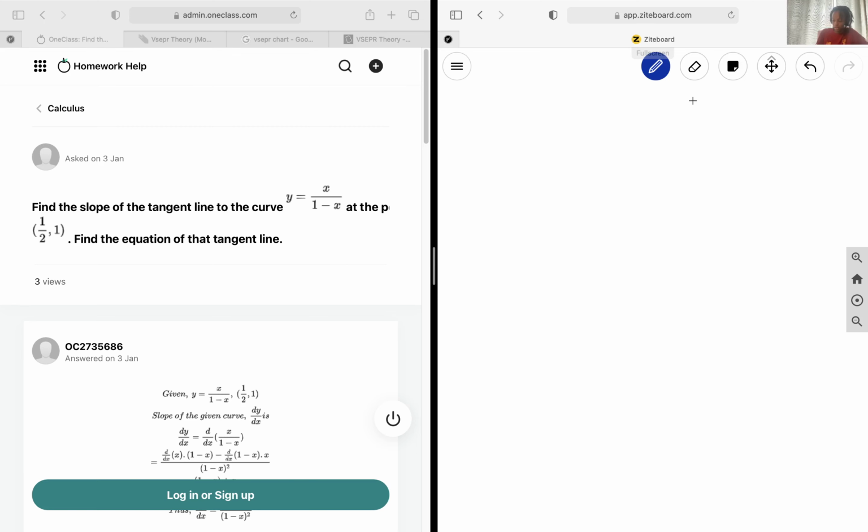Okay, so for our next question, we want to find the slope of the tangent line to the curve y is equal to x over 1 minus x at the point (1/2, 1). And after that, we want to find the equation of the tangent line. So first up, we know that the slope of the tangent line is going to be the derivative of y at that point.